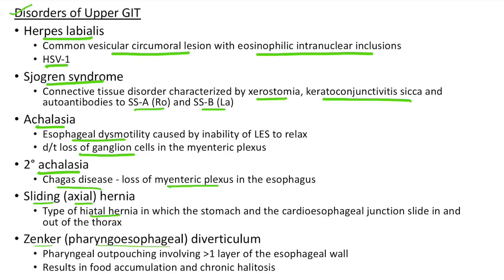Now let us see about Zenker diverticulum. It is also known as pharyngoesophageal diverticulum. It is pharyngeal outpouching involving more than one layer of the esophageal wall. It results in food accumulation and chronic halitosis.